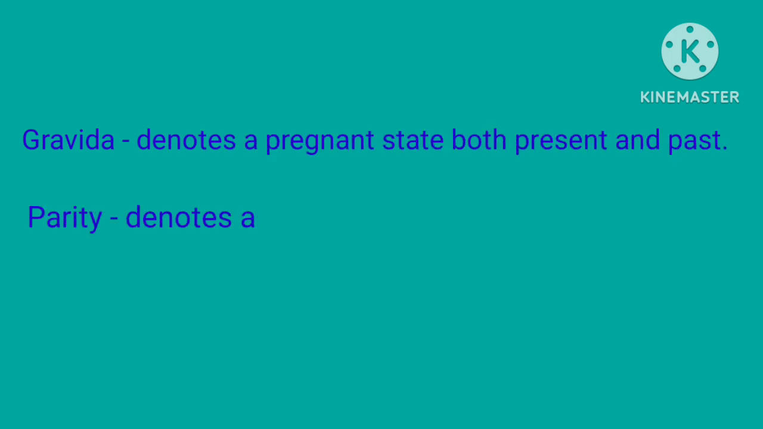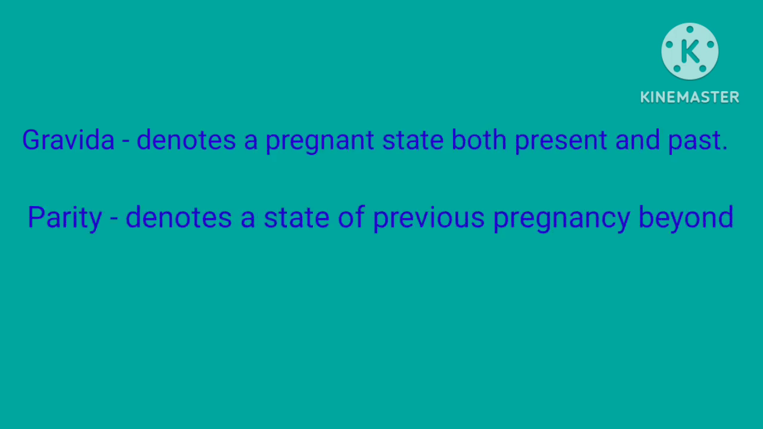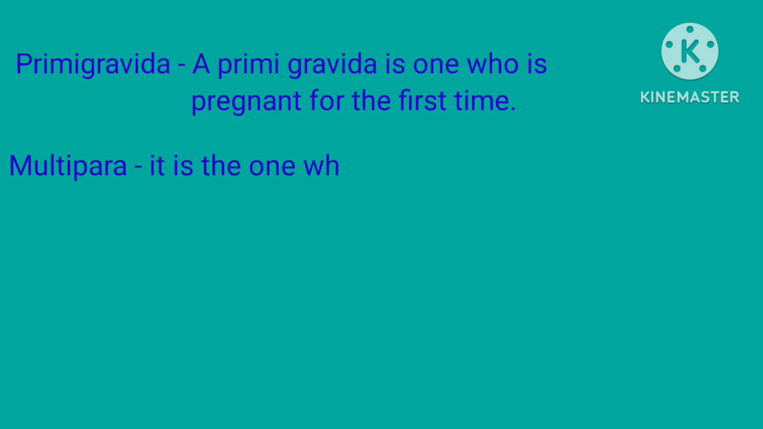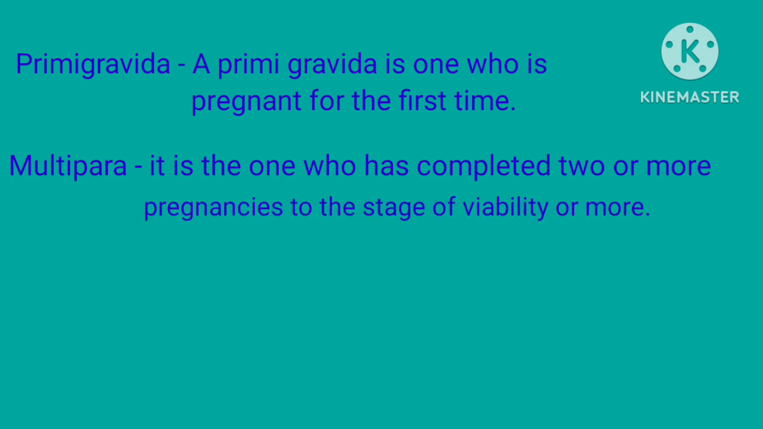Next, gravida. Gravida denotes a pregnant state, both present and past. Parity denotes a state of previous pregnancy beyond the period of viability. So gravida and para refer to pregnancies and not to babies. Now let me talk about primigravida and multipara. Primigravida is one who is pregnant for the first time.